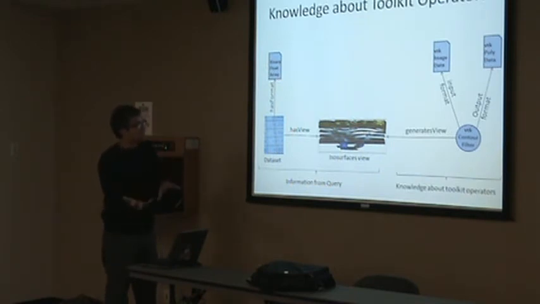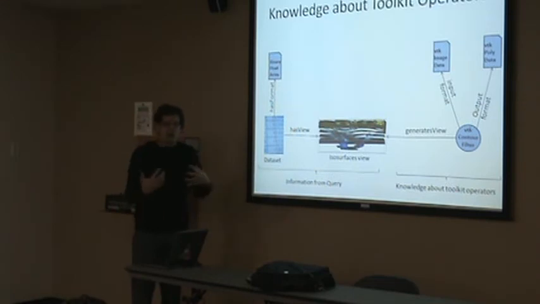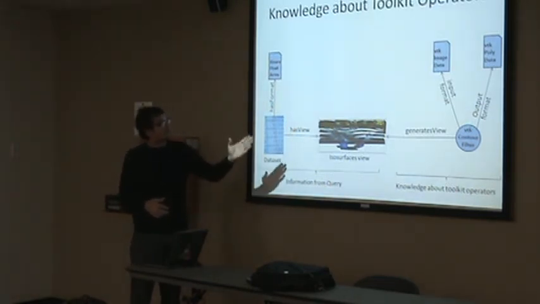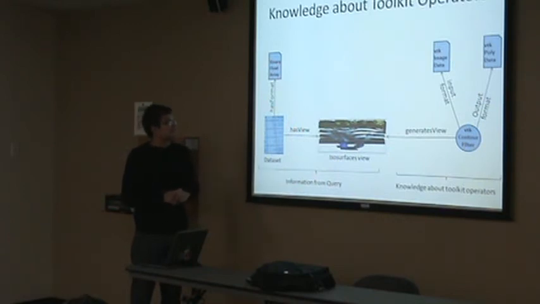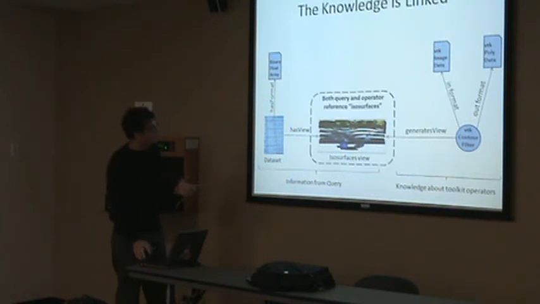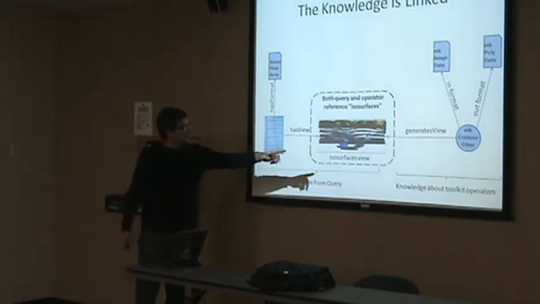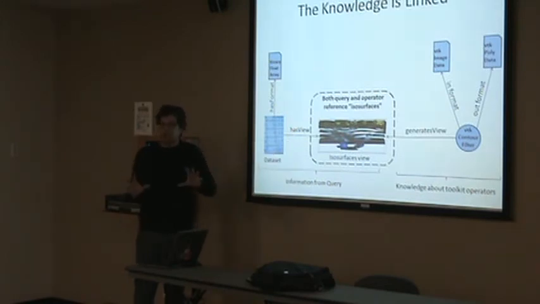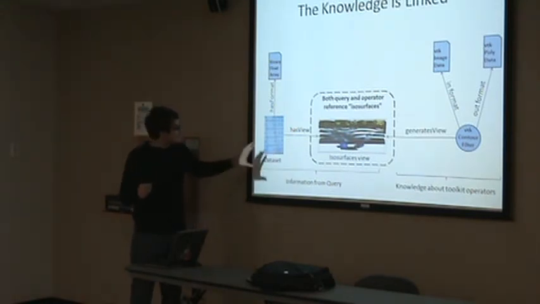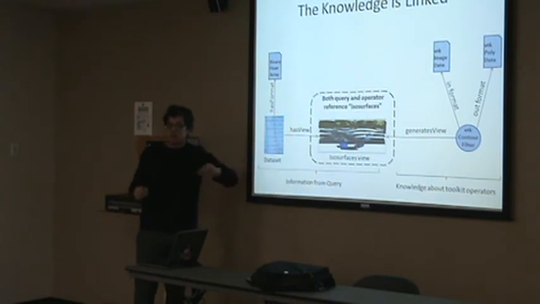But we also have additional information. We have the visualization knowledge. Visualization knowledge will tell us things about the operators. So we have this thing called a VTK operator. It has an input format, VTK image data, and an output, VTK poly data. And this particular operator generates isosurfaces views. So we have a match. We see that both the query and this VTK operator reference isosurface. So we know for sure that the pipeline that will answer this query needs to contain that operator.